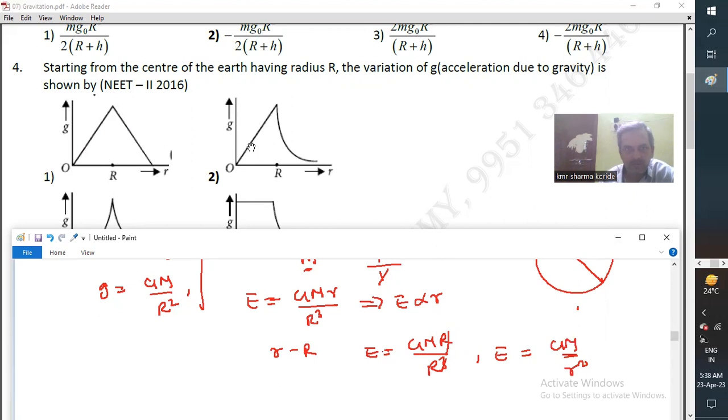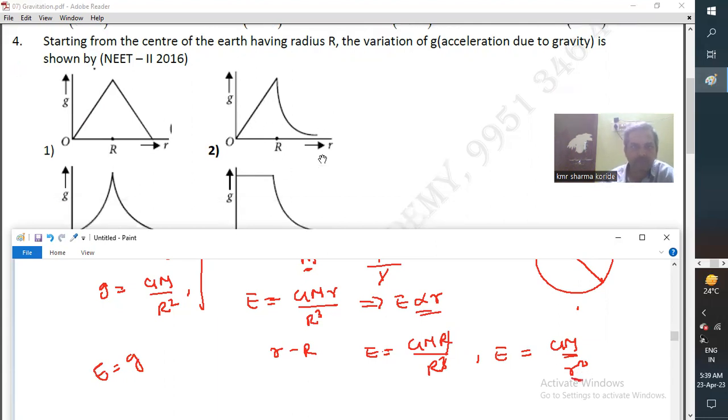So therefore, first it increases. E proportional to r means what? As r increases, g increases, because E is numerically equal to g. Thereafter, it is inversely proportional to r. So the second option is correct.